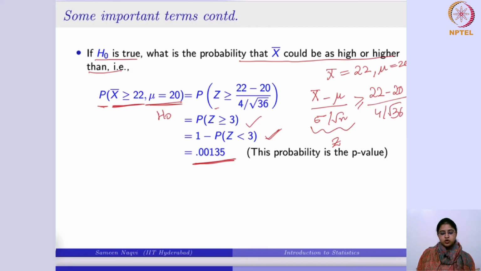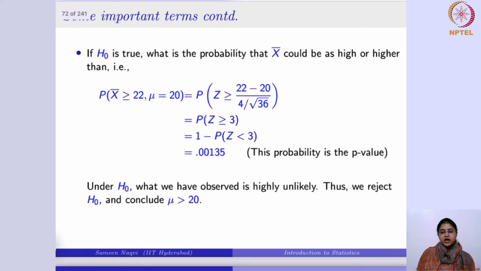And this is very, very small. So under the null hypothesis, what you have observed is highly unlikely. It means that if the population mean is 20, then it is highly unlikely that you would get a sample mean of 22 or more than that. So in that case, you are going to reject the null hypothesis and you would conclude that it is in fact greater than 20.